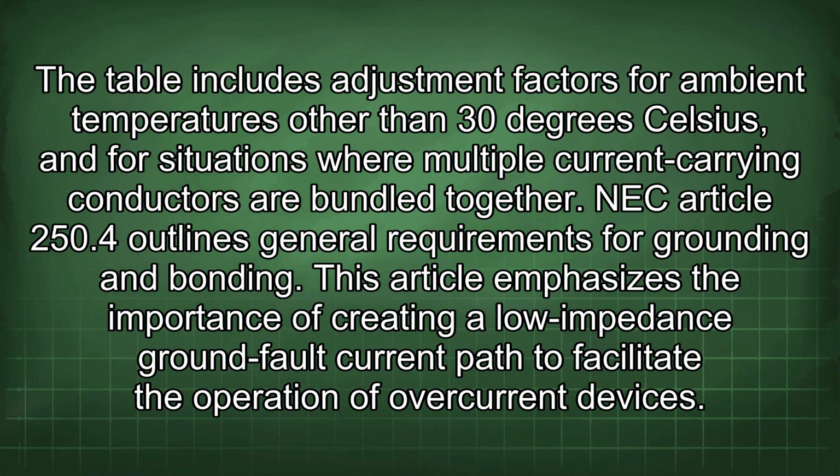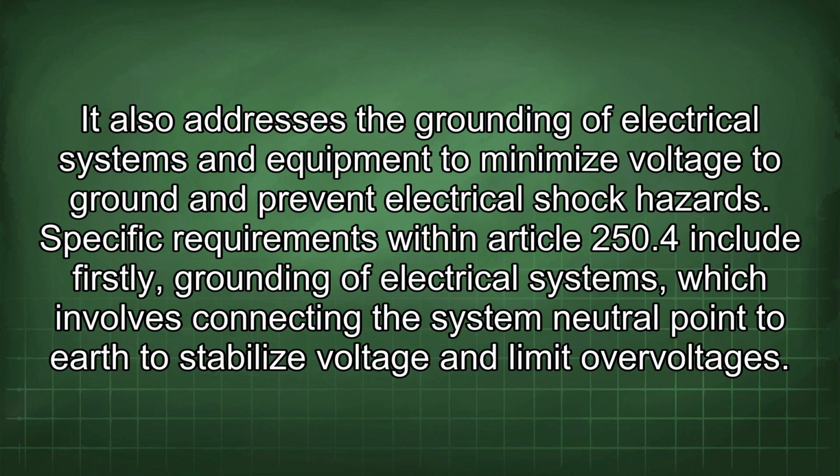NEC Article 250.4 outlines general requirements for grounding and bonding. This article emphasizes the importance of creating a low impedance ground fault current path to facilitate the operation of overcurrent devices. It also addresses the grounding of electrical systems and equipment to minimize voltage to ground and prevent electrical shock hazards. Specific requirements within Article 250.4 include, firstly, grounding of electrical systems, which involves connecting the system neutral point to earth to stabilize voltage and limit overvoltages.